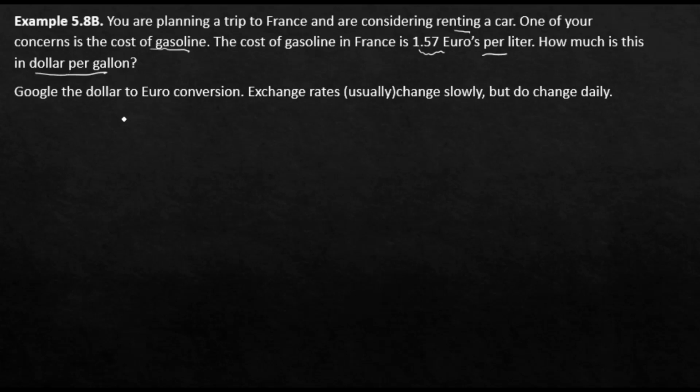So I always write down what I'm starting with. So I'm starting with 1.57 euros per liter. And that's 1 liter, right? And in the end, I'm going to convert this to dollars per gallon. So I'm going to need 2 conversions. One never changes, right? A certain amount of liters equals 1 gallon. And we'll get that. You don't need to memorize these.